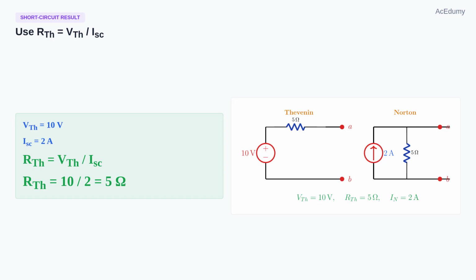The current through the short is the sum of the current coming through the 100 ohm resistor and the current injected by the dependent source. That is 0.2 plus 1.8 equal to 2 amperes. Therefore, R Thevenin is V Thevenin divided by the short circuit current. 10 volts divided by 2 amperes gives 5 ohms. The Thevenin equivalent is a 10-volt source in series with 5 ohms.